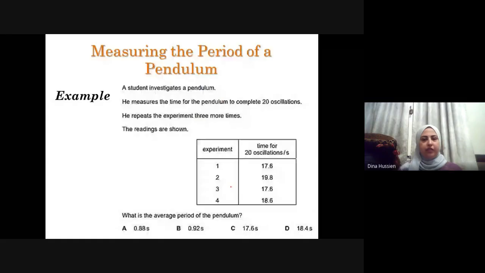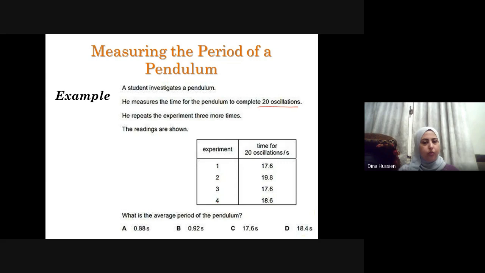If I see a question on this in Paper 2, as we're working, what would the question look like? As you can see, we have this question. A student investigates a pendulum. He measures the time for the pendulum to complete 20 oscillations. He repeats the experiment 3 more times. So he did it the first time and repeated it another 3 times. The readings are shown in this table.